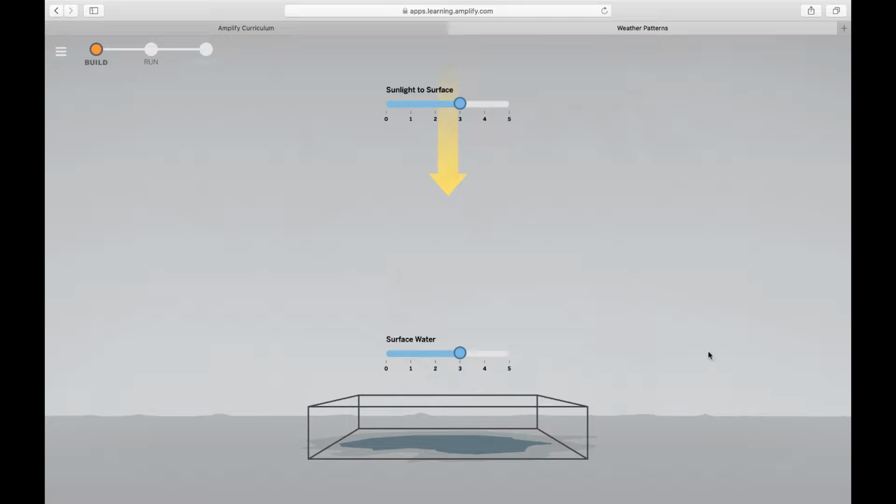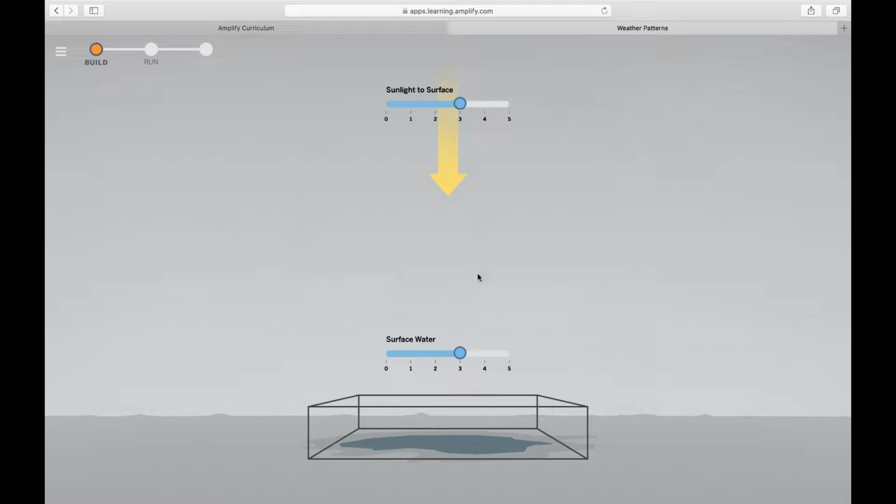And remember what you can change on this. You can change the amount of surface water, so the amount of water that's available for evaporation. You also can change the amount of sunlight hitting the surface. More sunlight hitting the surface means more energy is going to be absorbed by the surface and then transferred to the air parcel, warming it up. If we have less sunlight, we're going to get less energy absorbed by the surface and less energy transferred up to the air.